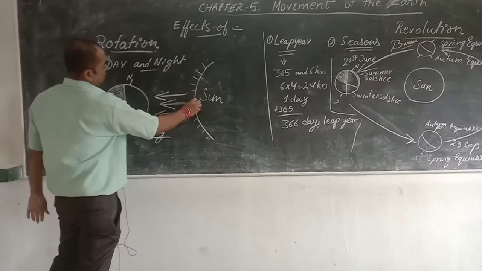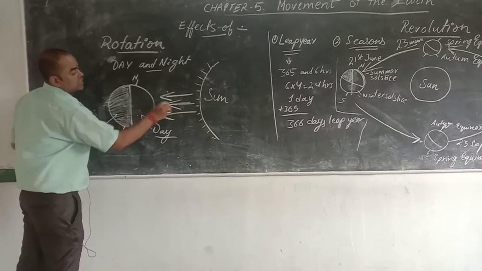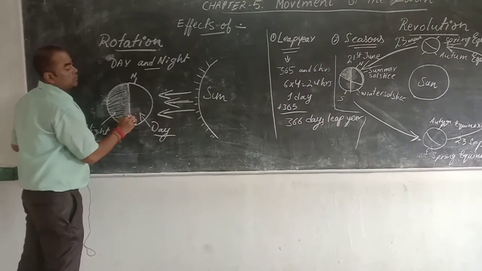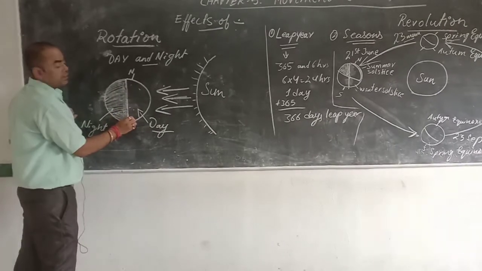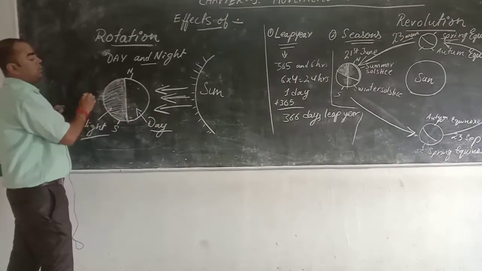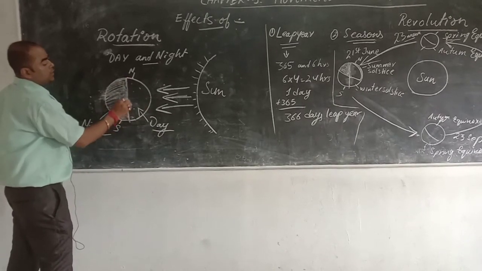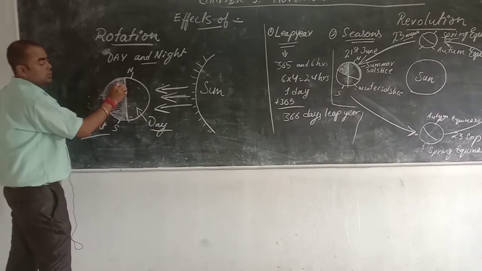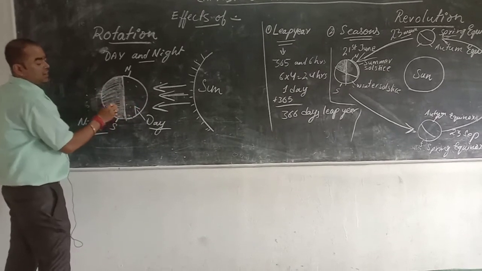Suppose this is the sun and this is the earth. The part of the earth which is facing the sun is the day part, and the shadow part, the half of the earth which is not facing the sun, which is in the shadow area, is facing the night part. So that is how the rotation causes day and night.